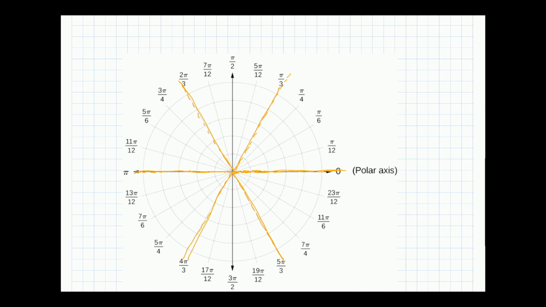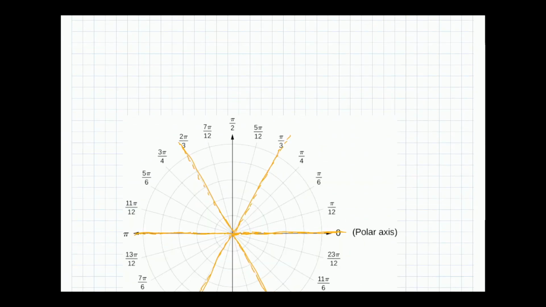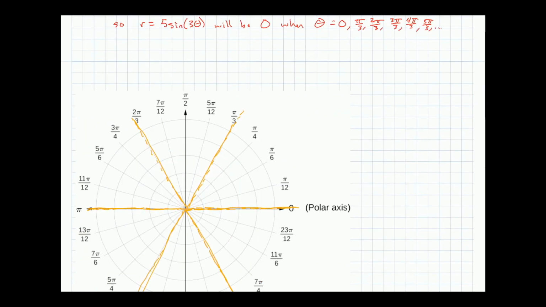Okay. And wait, why is it so far down? I don't know.